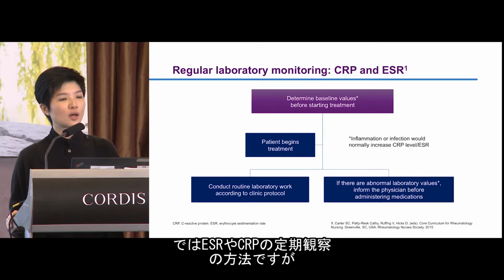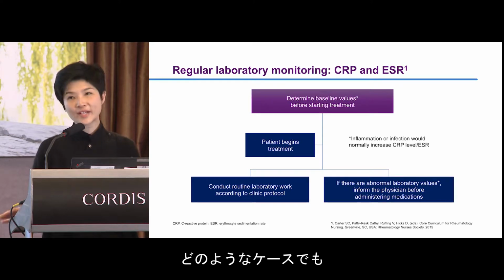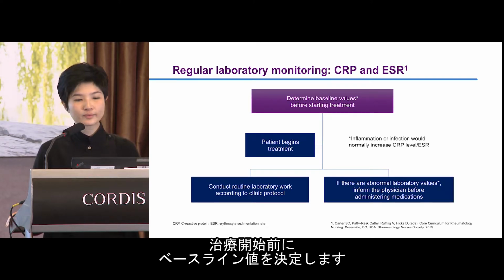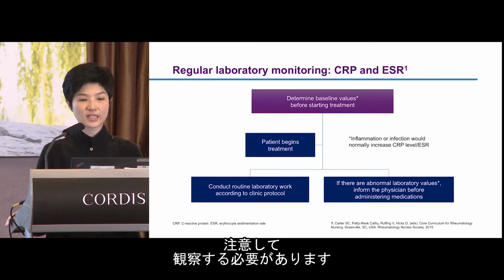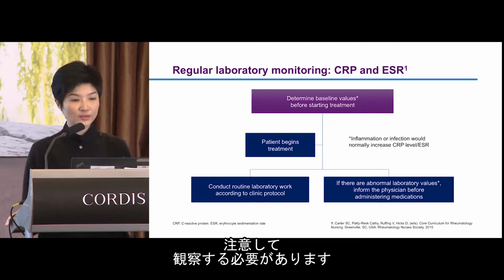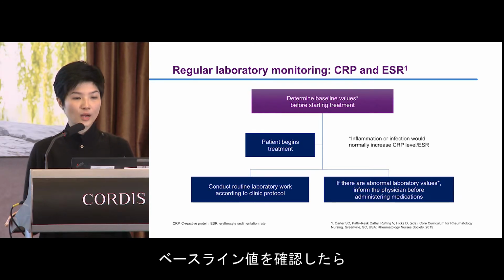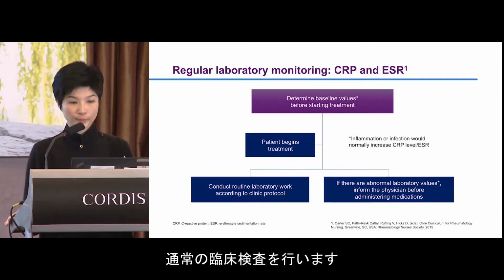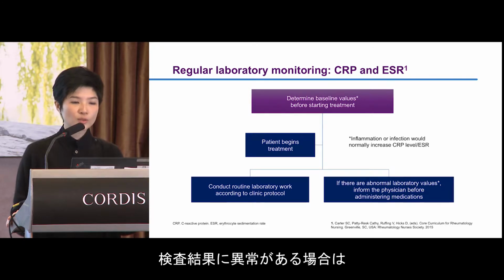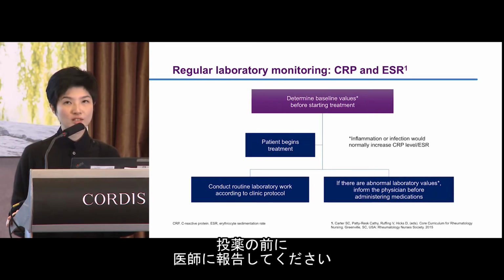So how do we regularly monitor ESR and CRP? For every case, we take baseline values before starting the treatment, but we have to be alert that inflammation or infections would normally increase CRP and ESR levels. After checking the baseline, we start the treatment for patients, and we conduct routine lab tests according to clinical protocols. If there are abnormal results, we should inform the physician before administering medication.